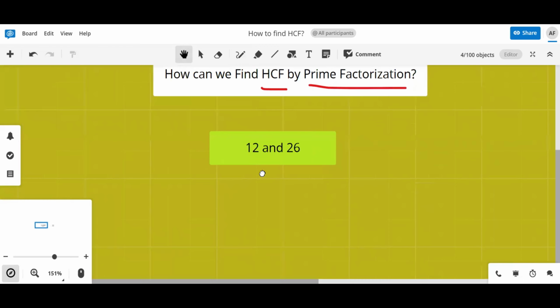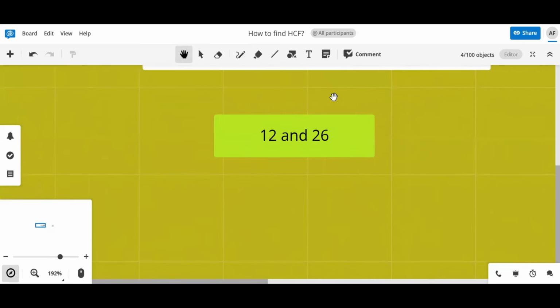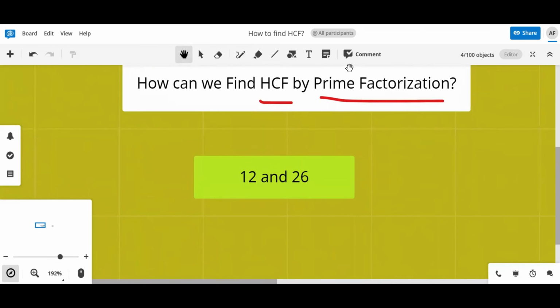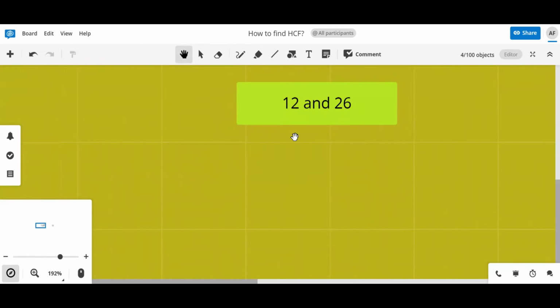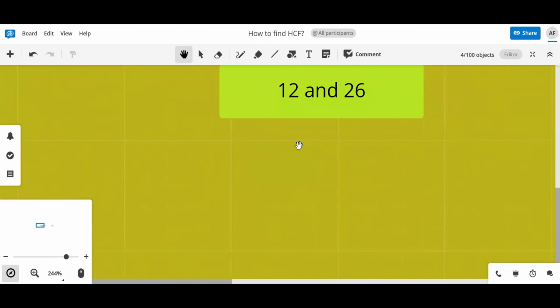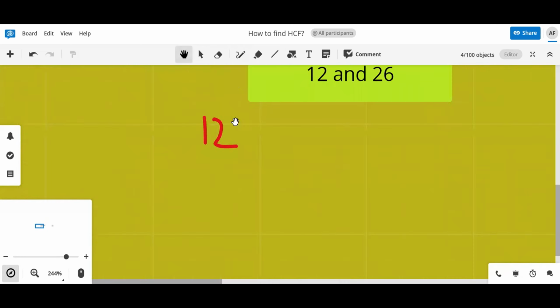The first question you can see is 12 and 26. We have to find the highest common factor by the method of prime factorization. Two numbers are given here, 12 and 26. One by one, let me find the factors. The first is 12. Tell me, by using which two numbers do we get 12? 2 times 6. 2 times 6 gives 12.